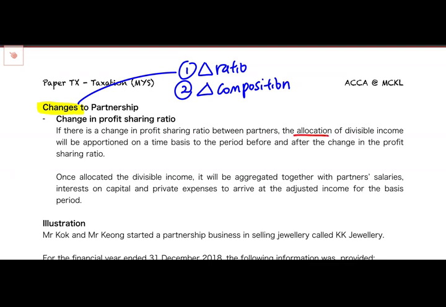The allocation of divisible income must be apportioned into the time based on before the change and after the change. So the portion that relates to the old arrangement, you're going to use the old ratio. The one that use the new arrangement, you use the new ratio. So we are not talking about tax now, we're talking about mathematics. You're doing math. It's only apportionment based on the respective ratio.